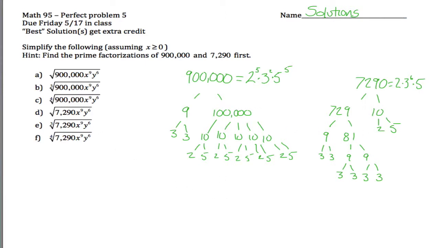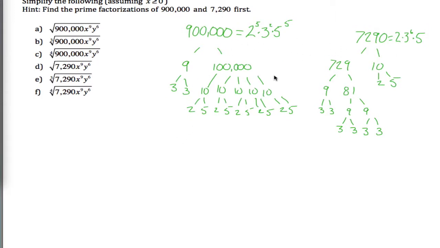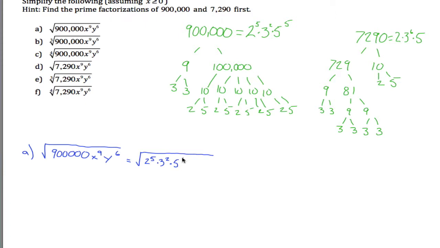So now that we have all these prime factorizations, we can begin the problem. What you'll see is it's actually relatively easy once you get these prime factorizations down. So for part A, what we want to do is find the square root of this thing, 900,000 x to the ninth y to the sixth. And the way I do this is instead of 900,000, I know that that's equal to, I just found its prime factorization, 2 to the 5th times 3 squared times 5 to the 5th. And then I still got my x to the ninth and my y to the 6th.